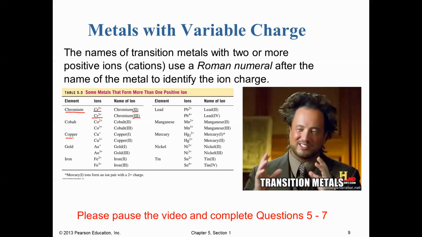Copper, for example, forms both +1 and +2 ions commonly, and so we'd refer to that as copper 1 and copper 2. So again, we use these Roman numerals to denote the charge on these metals. So if you're naming a compound that has a transition metal in it, remember to include that Roman numeral in the name to indicate that charge, and don't include the Roman numeral in the formula.